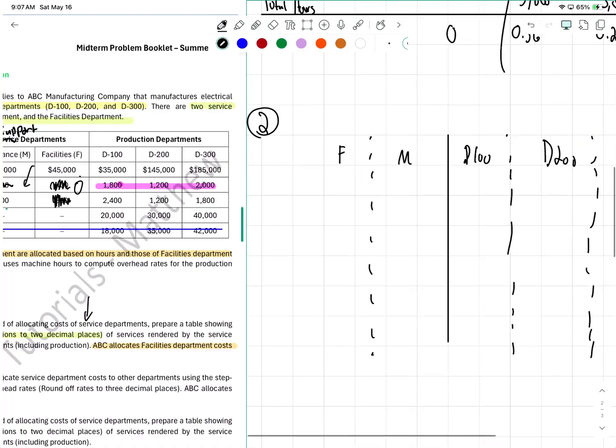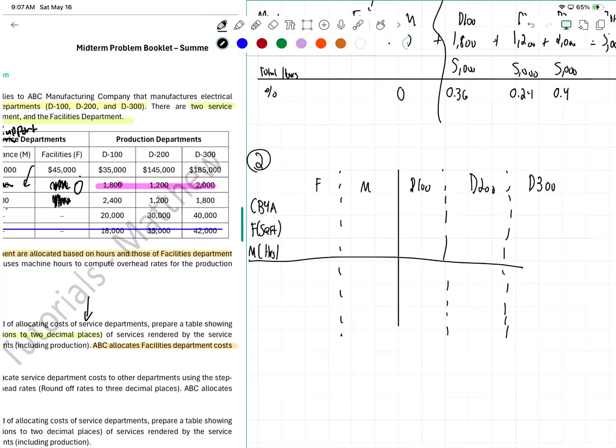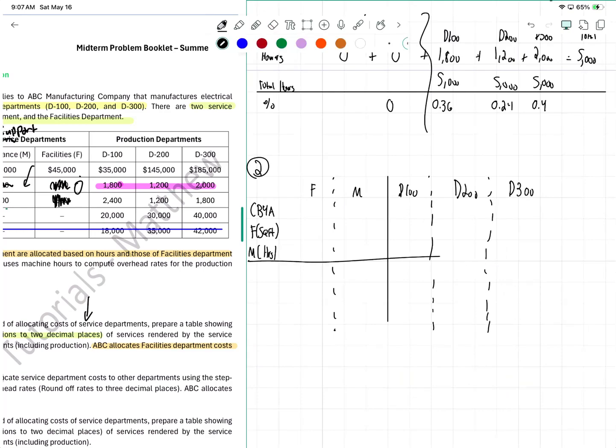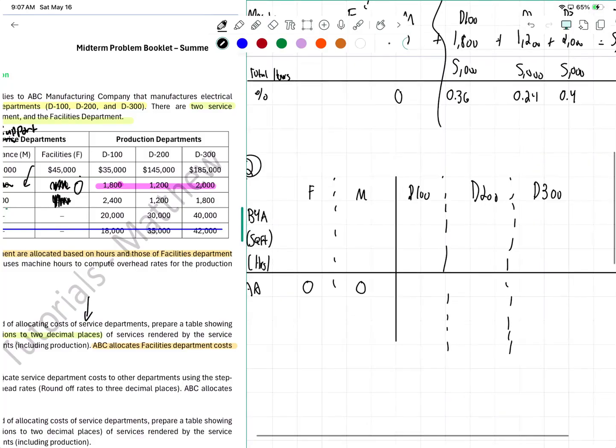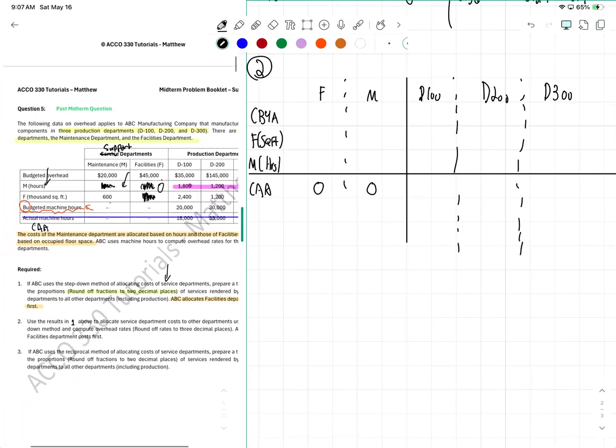Now your first line here is your cost before allocation. Then the facilities department gets allocated first based on square feet. The maintenance gets allocated second based on hours. And then, guys, after you add that all up, that's what gives you your cost after allocation, CAA. Remember, at the end of the day, your cost after allocation for the support departments both have to be 0.